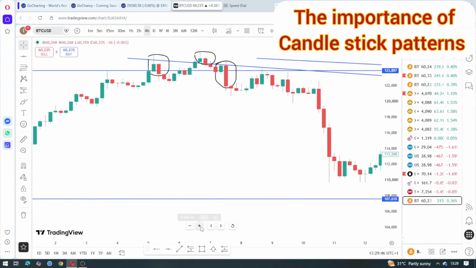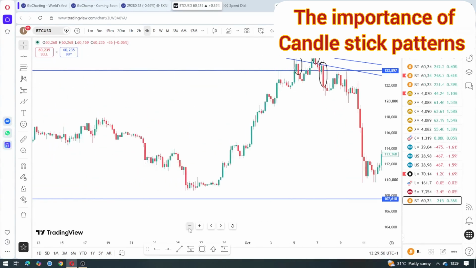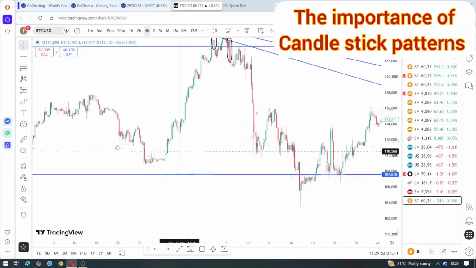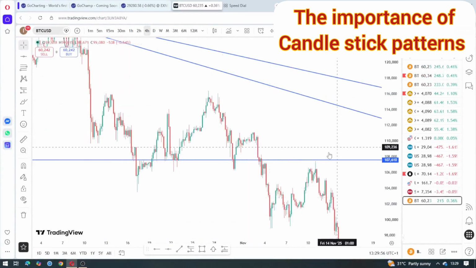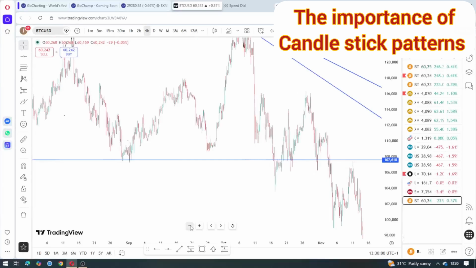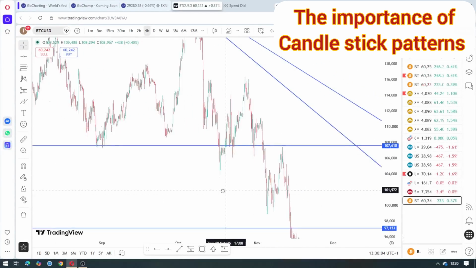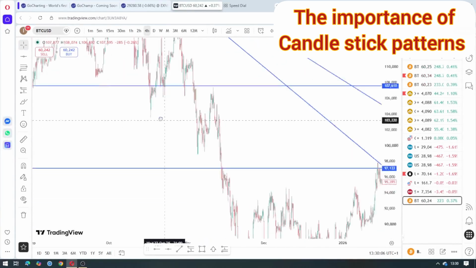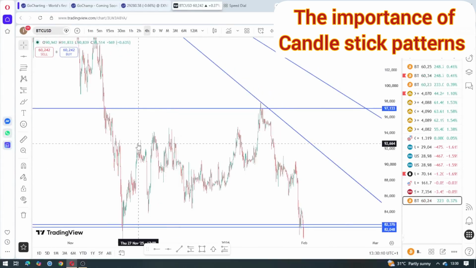Now, after this happened, you know what happened? The market moved bearishly and made over 60,000 BTC points. That is what the market did. Over 60,000. It kept going and going.